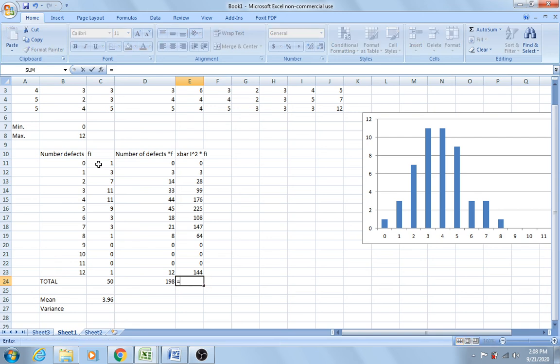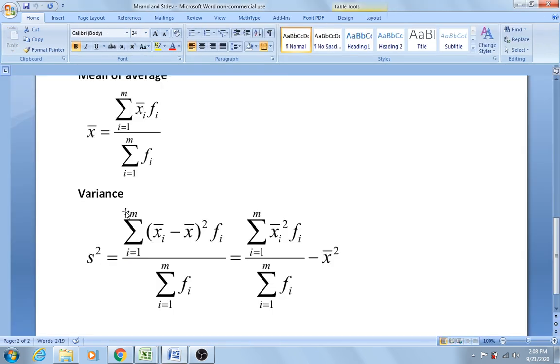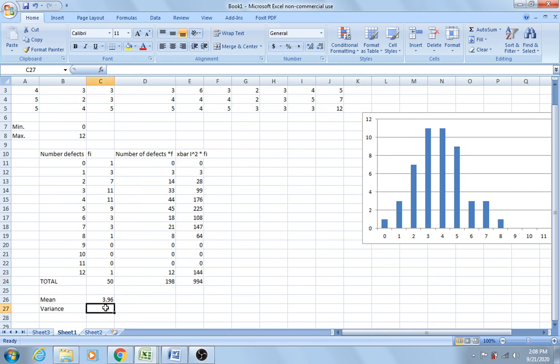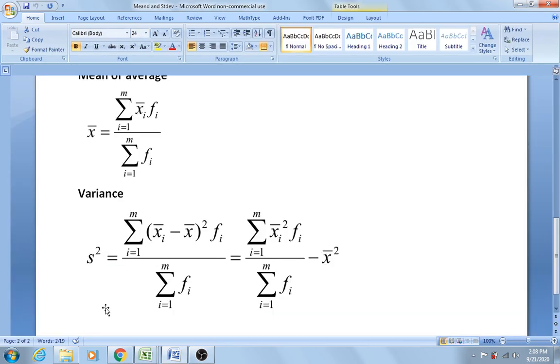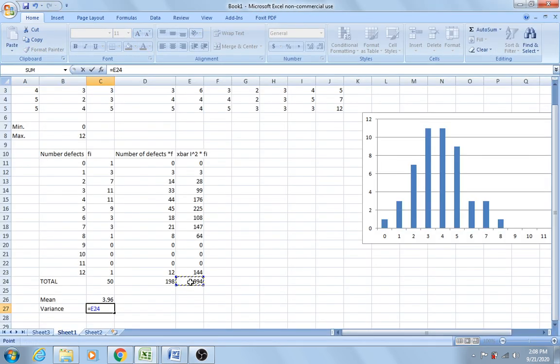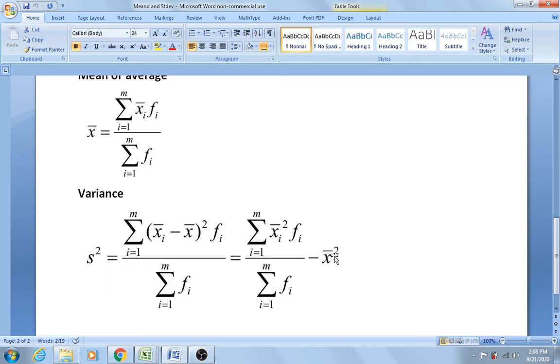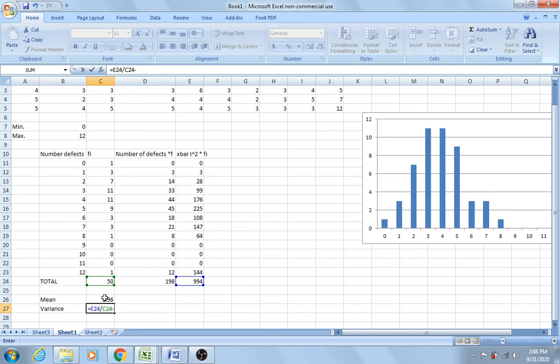And then you sum everything. Okay, so here you have the numerator, and then we already have the total frequency, so the variance will be 994 divided by the total frequency minus the square of the mean. So that is the variance of the number of defect.